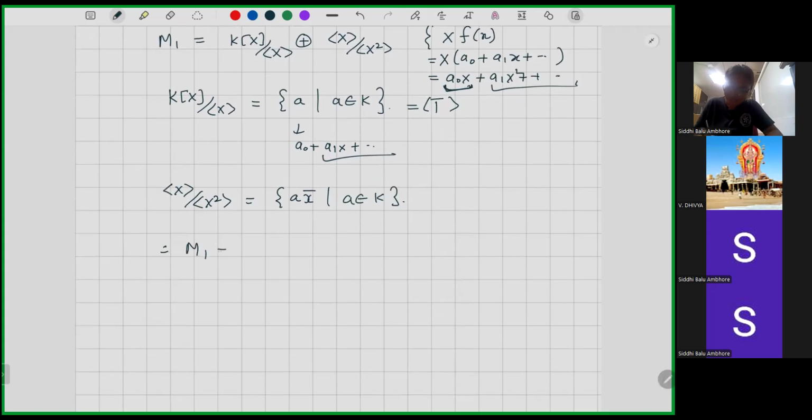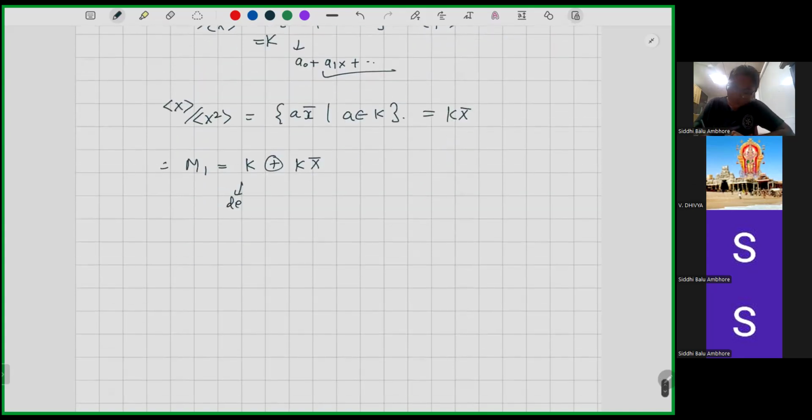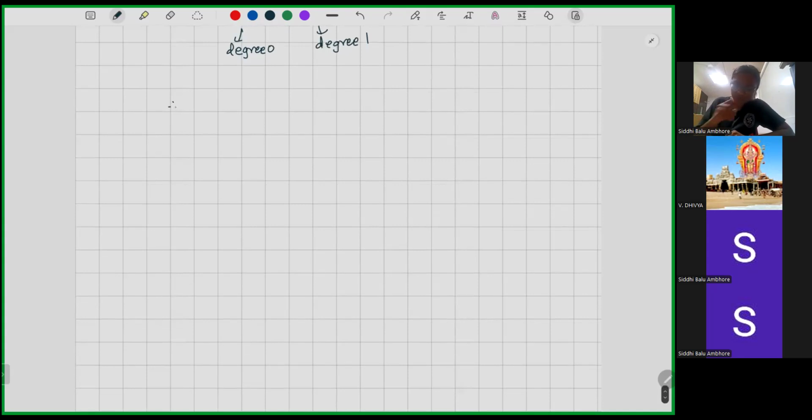So therefore this m1 is k plus k x bar, because this is anyway k. This is only k x bar if I look at it. So this is the degree 0 term, and this is again a degree 1 term. Therefore my lambda m10 is again 1, lambda m11 is 1, and lambda m1r is 0 for r not in 0, 1.